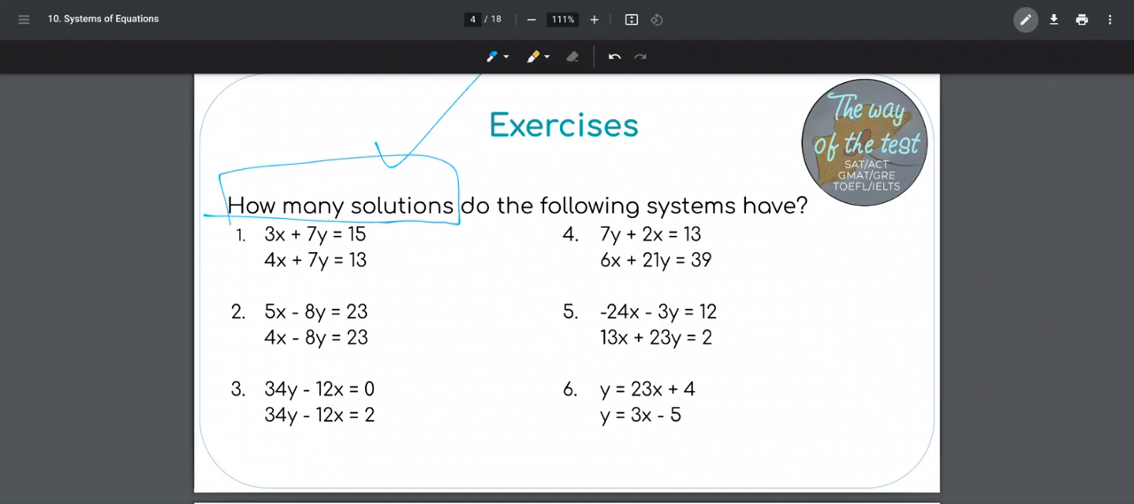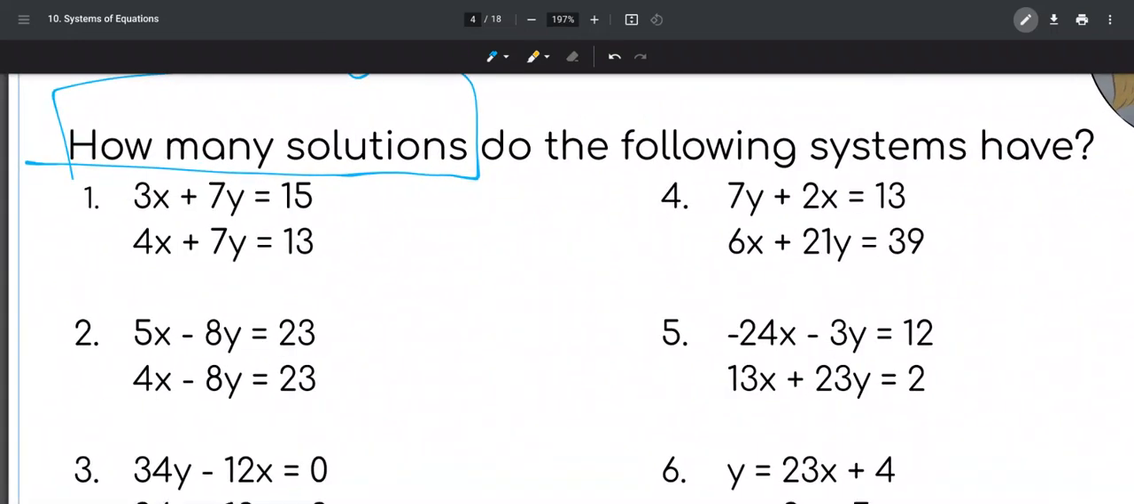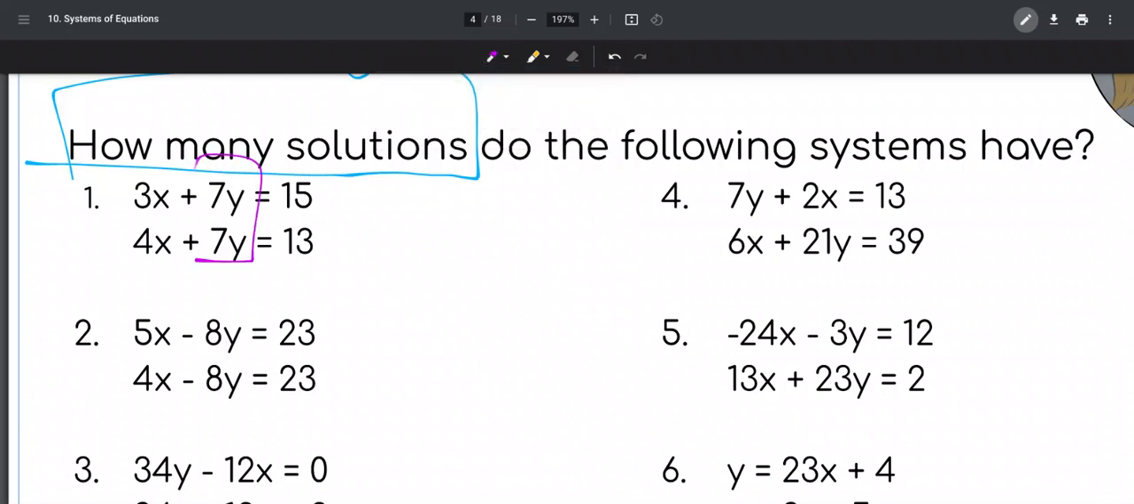We're going to check. Okay, so in the first one, 3x plus 7y is equal to 15, and 4x plus 7y is equal to 13. The first thing we're going to do is try to see whether they are the same equation or the same equation with different constants. As soon as I see that the 7y is the same, if they were the same equation, then the x had to be the same and the constant had to be the same, and they are not, which means they are not the same. They are different equations, so they have one solution.